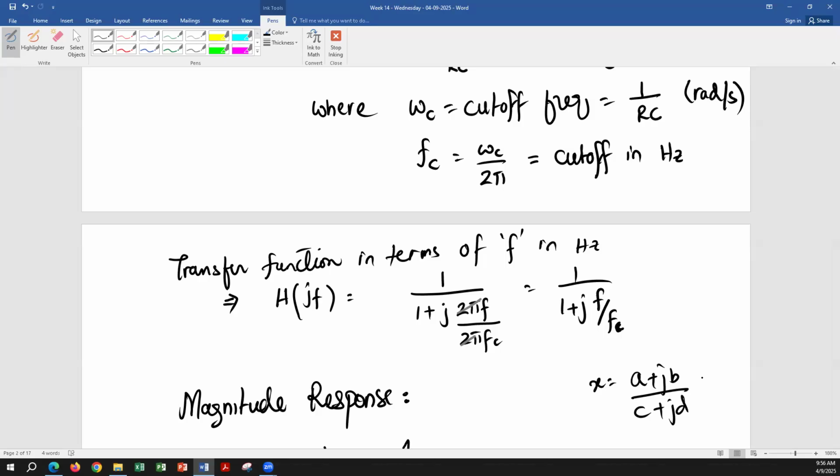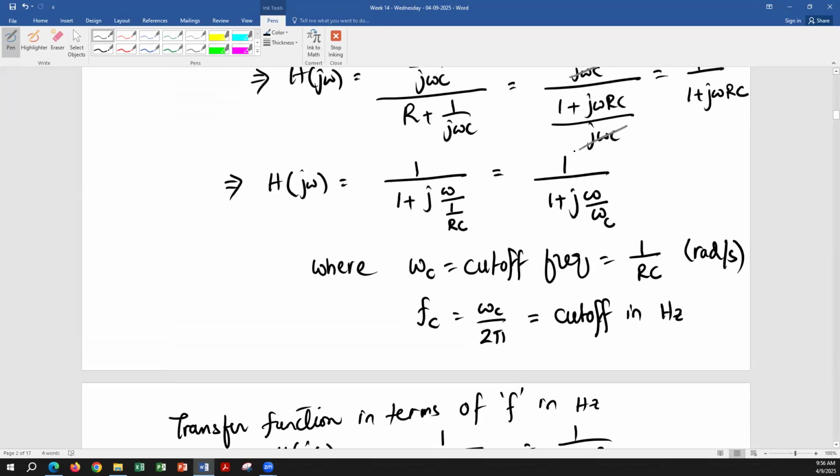The phase of the numerator minus phase of the denominator. Excellent. Only one person knows about it. Phase of the numerator minus phase of the denominator. Okay. What is the phase of the numerator?